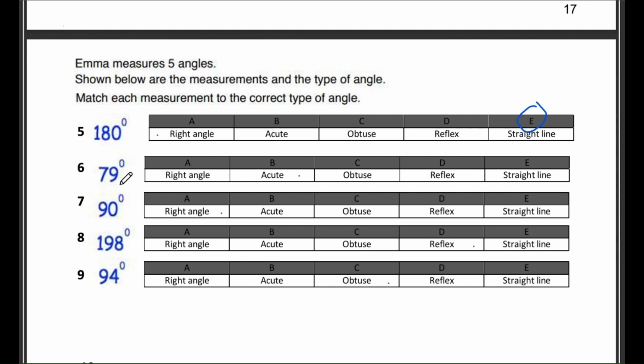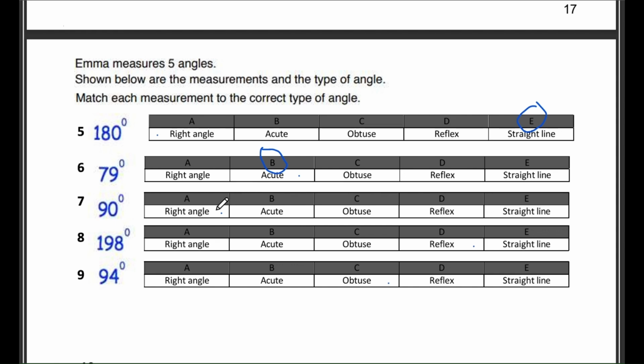Emma measures an angle of 79 degrees. Match it to the correct type of angle. The options are option A, right angle, option B, acute, option C, obtuse, option D, reflex, and option E, straight line. The answer is option B, acute. Remember, an acute angle is any angle that measures less than 90 degrees.